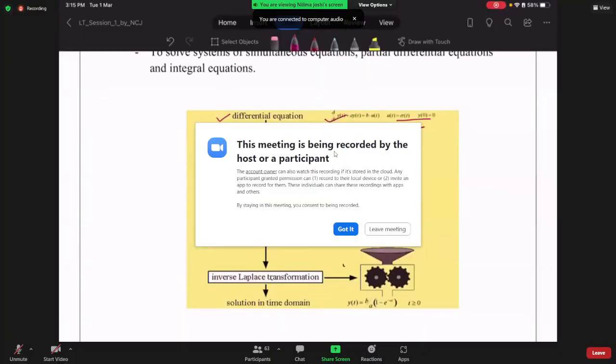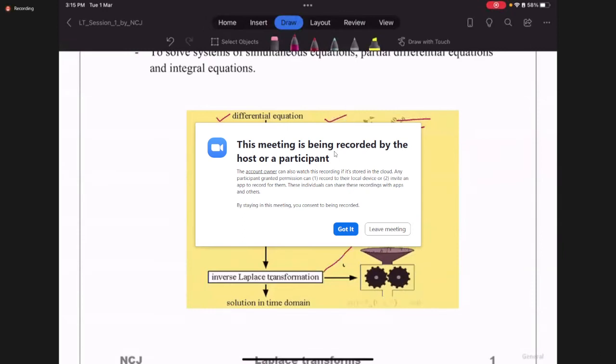Recording in progress. Okay. And then if you solve this algebraic equation, you are getting some solution. Okay. And then if you apply inverse Laplace transform, then you are getting your answer in time domain. Okay. So this is the use of Laplace transform.